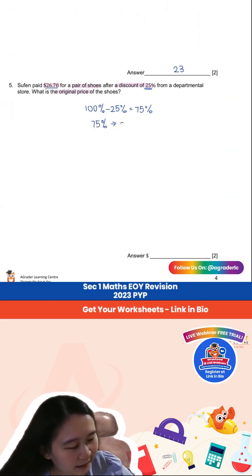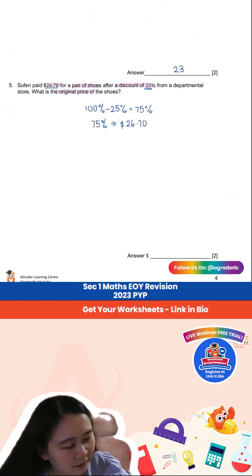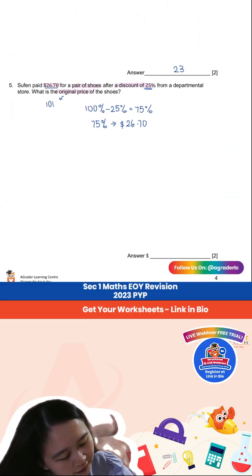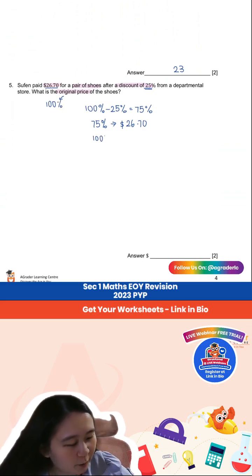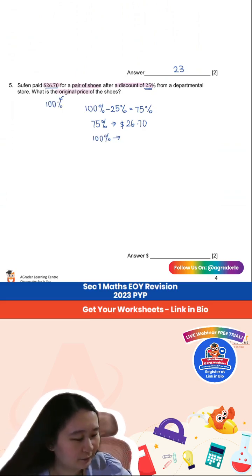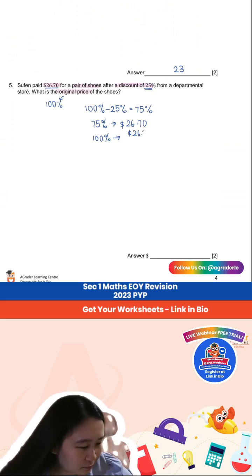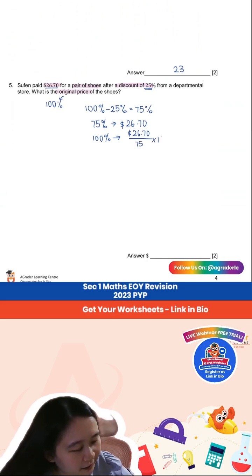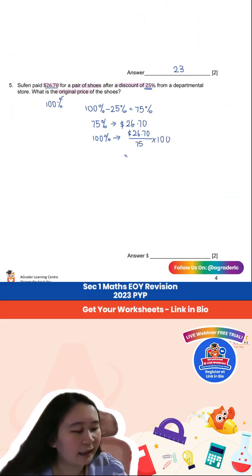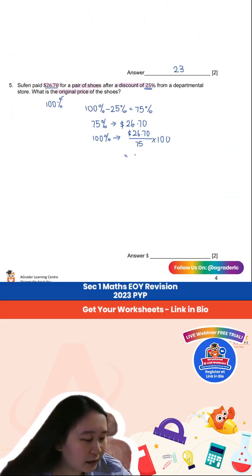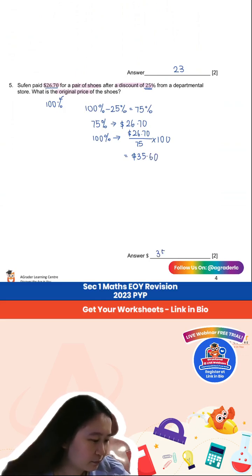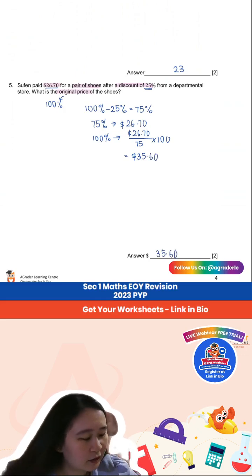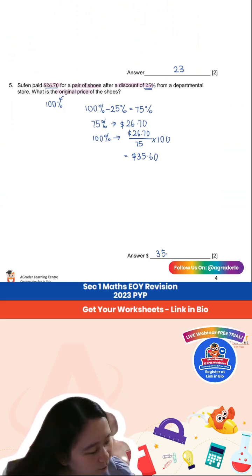So $26.70 is 75%. They want to find the original price, so original price is always 100%. So we take $26.70 divided by 75 times 100. So like this kind, right, you can key into your calculator and then write down the answer. $35.60.